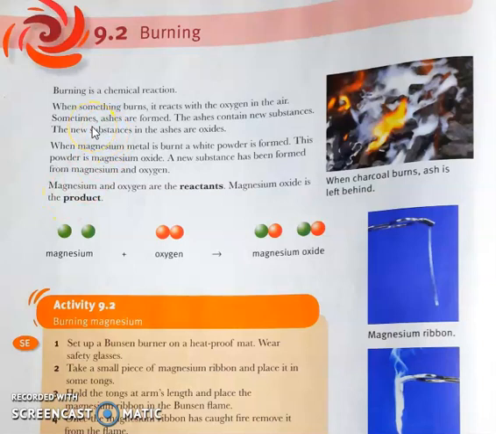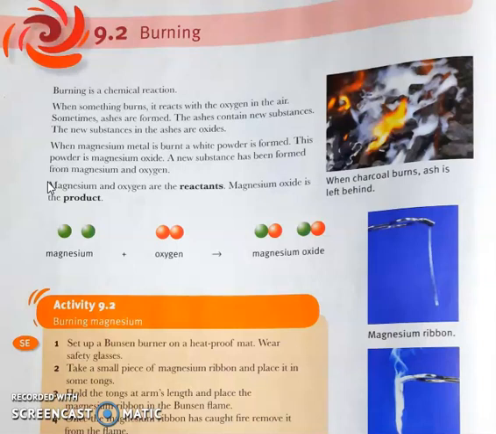When something burns, it reacts with oxygen in the air. Sometimes ashes are formed. So when something burns, it is reacting with what? It is reacting with oxygen. The ashes contain new substances, and the new substances in the ashes are oxides. So this is a chemical reaction, and a new substance is formed. Here the new substance is the ash.